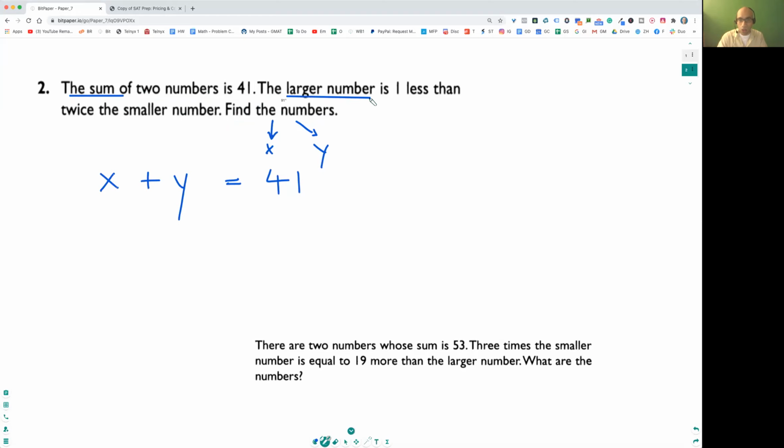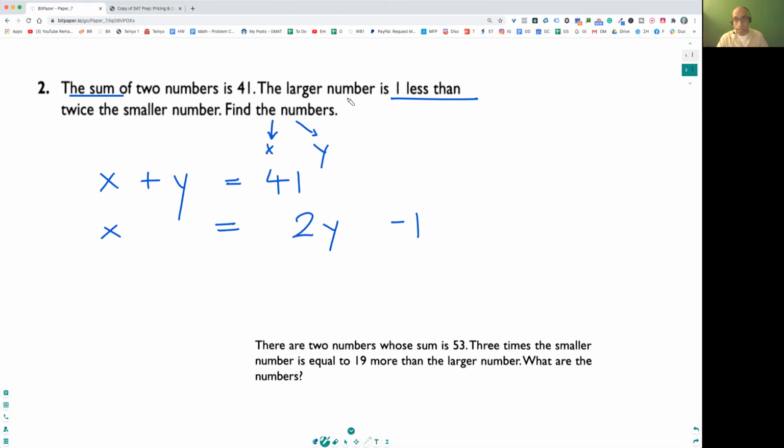And now the larger number is 1 less than twice the smaller number. Remember, it's 1 less than twice the smaller number. So what do you do now? Let the larger number be X. X is equal to 1 less than twice the smaller number, like this.